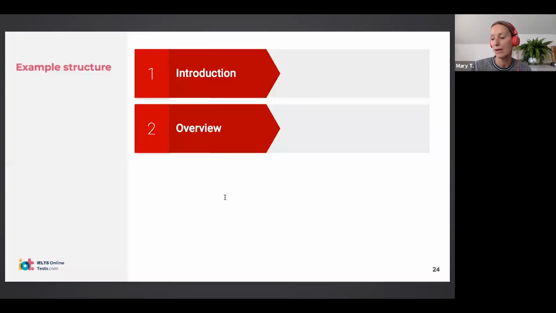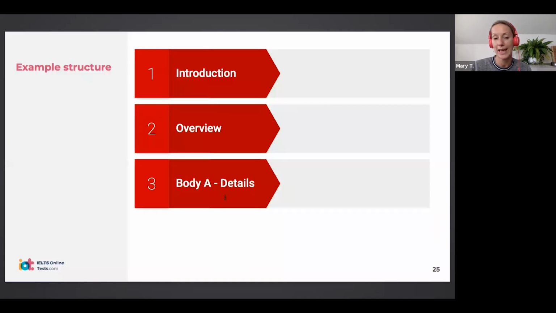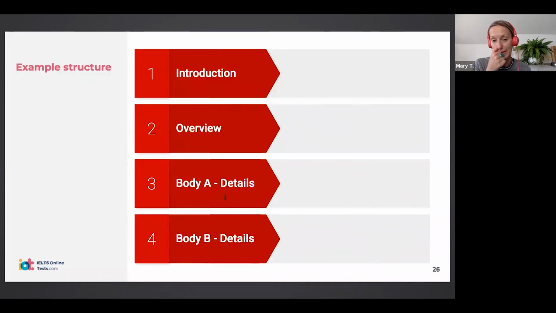And the third paragraph? Body, yeah, body paragraph 1, or body A. And the fourth paragraph? Body B. Okay, some of you are saying conclusion, right? For this type of essay, for task 1, you don't need a conclusion. So this is the typical structure for this. So introduction, overview, and then body A, body B.